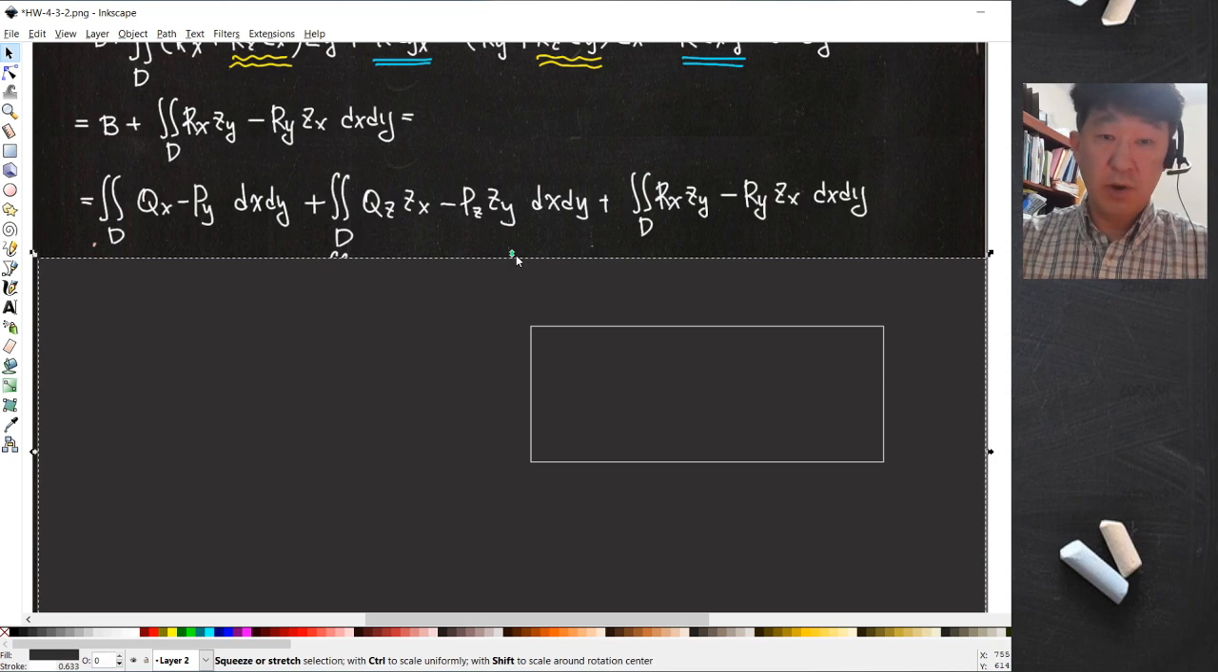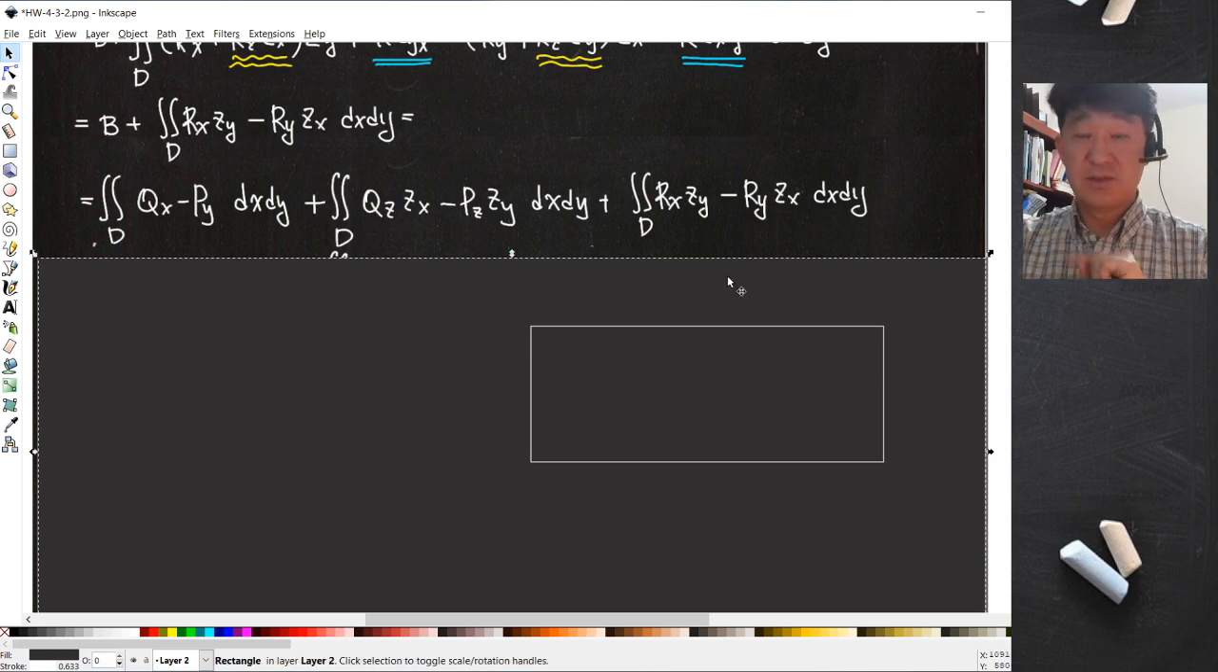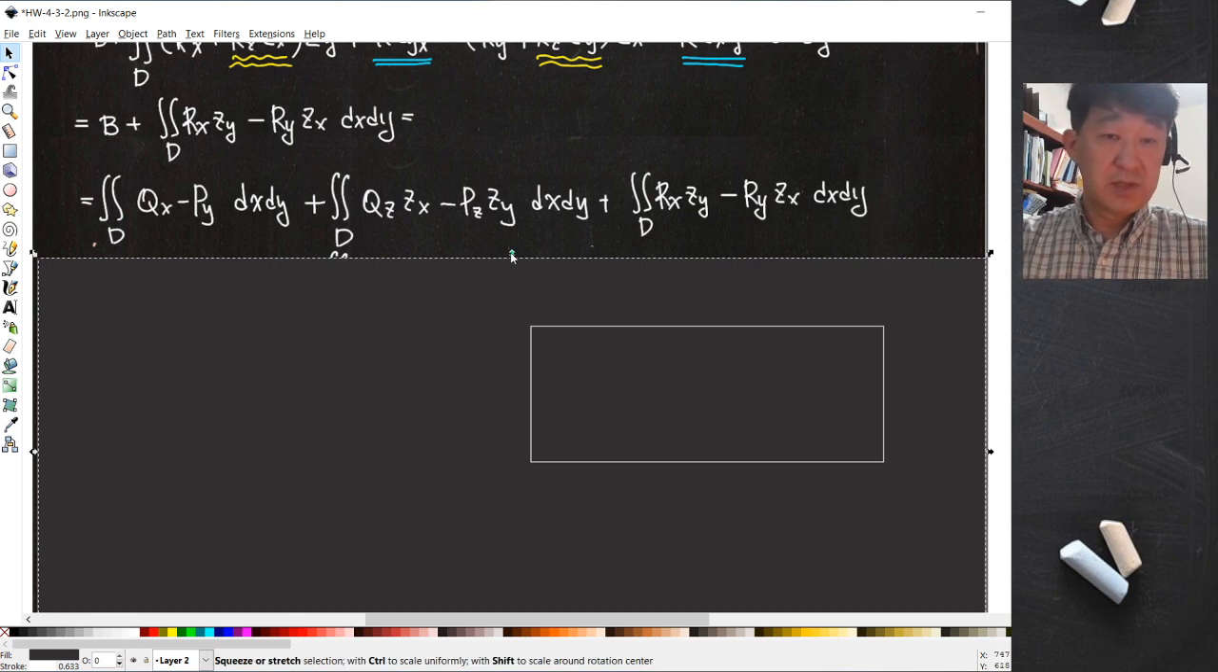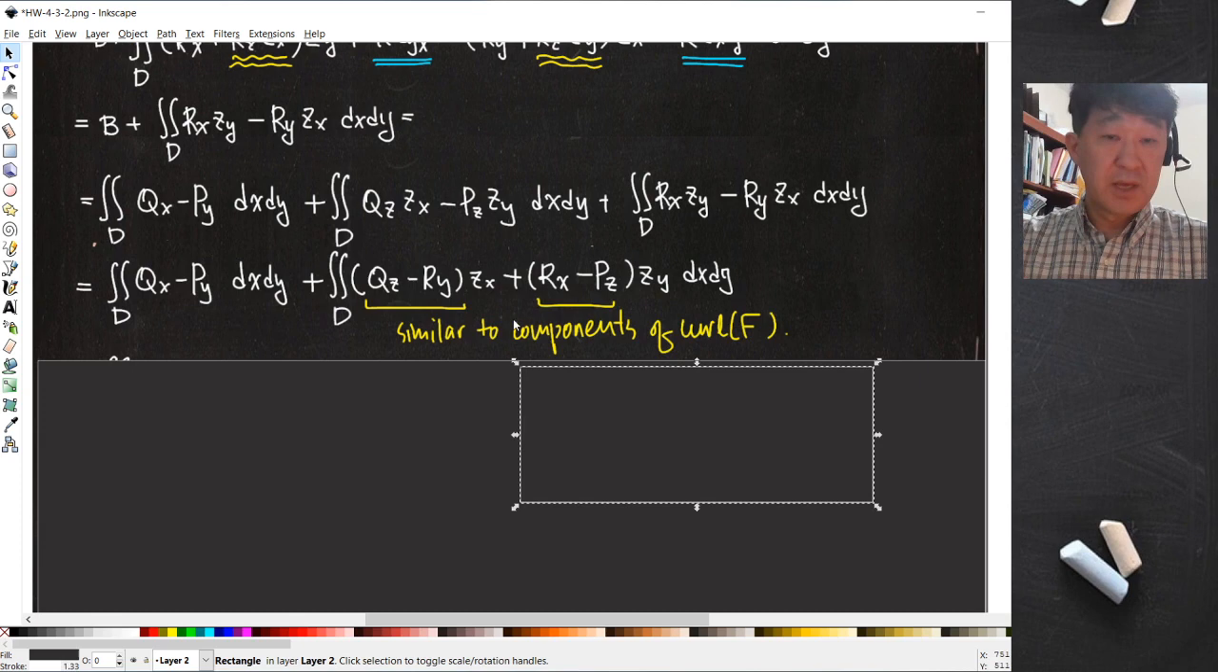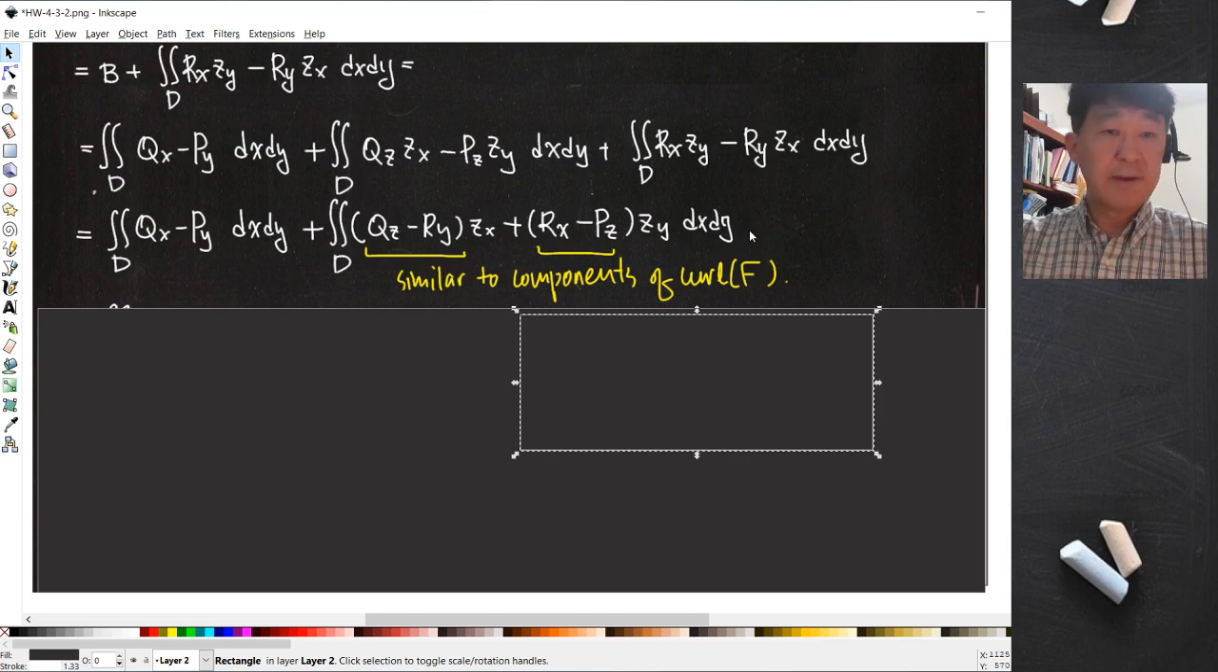So we do not want to see the zx and zy appearing anywhere, because we don't see that in the Stokes theorem. So we have to collect them together. I collect these zx together, zx and zx there, which is qz minus ry. That's what you see in the Stokes theorem. Zy, we have rx there and minus pz, so that's zy. So that's so far what we have.